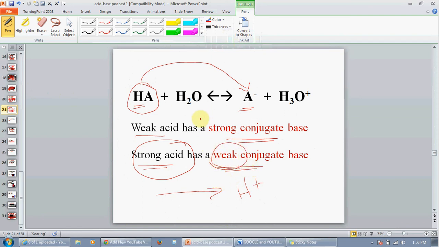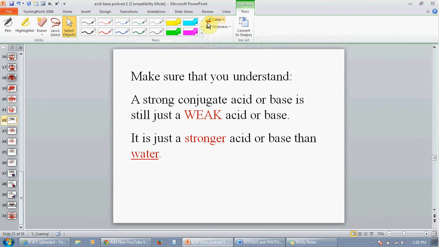Again, these are concepts we'll definitely have to practice more in class. You need to make sure that you understand these weak conjugates are simply weaker than or stronger than water.